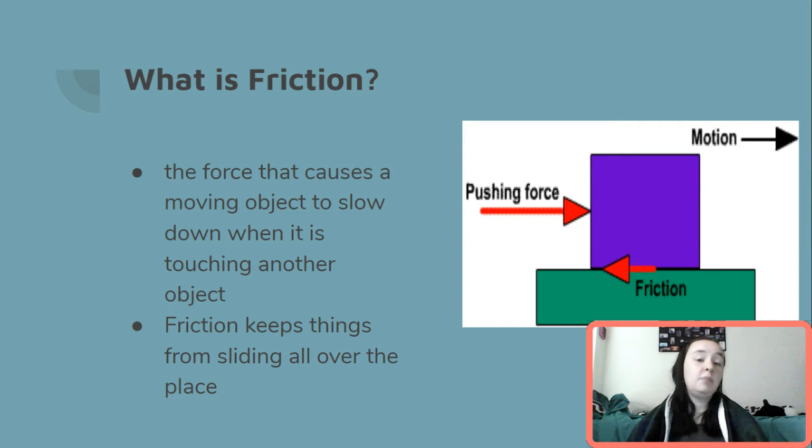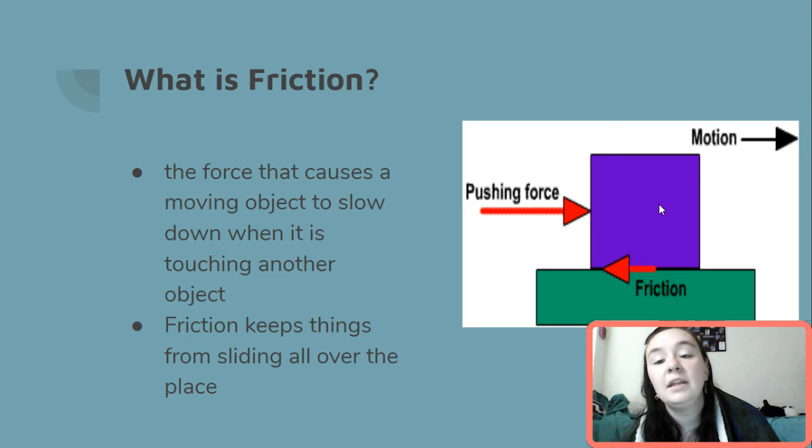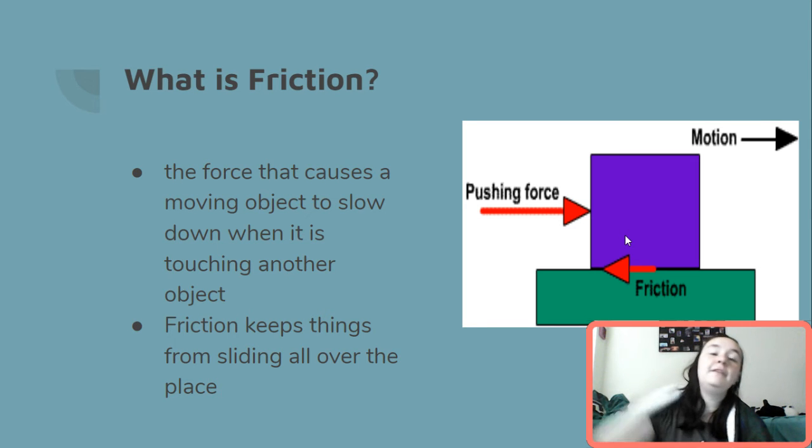So if you look at the picture, we're pushing the box this way and moving the box with a contact force this way. Friction is pushing the other way to slow it down so it doesn't go flying off in a different direction.